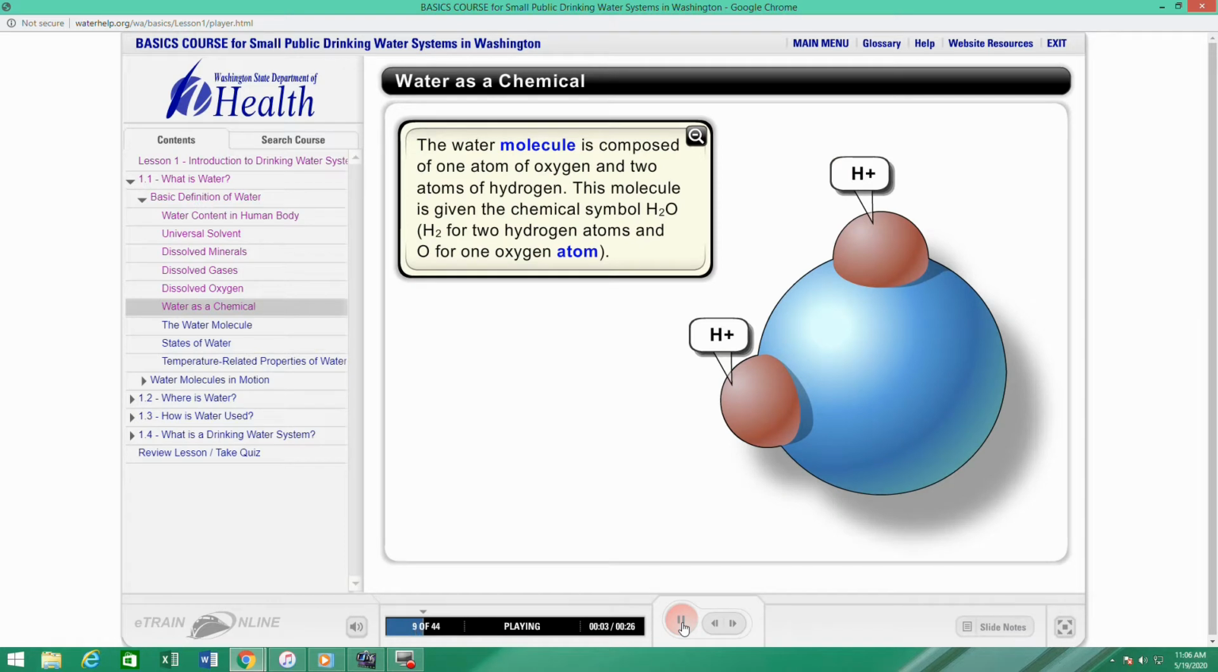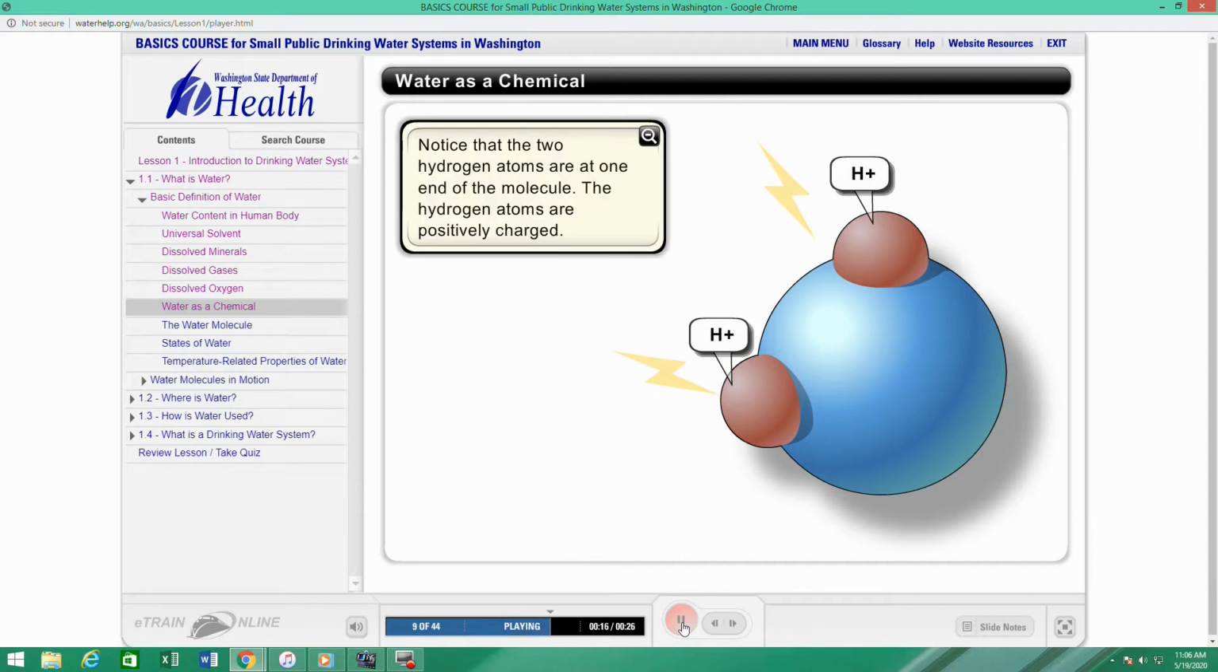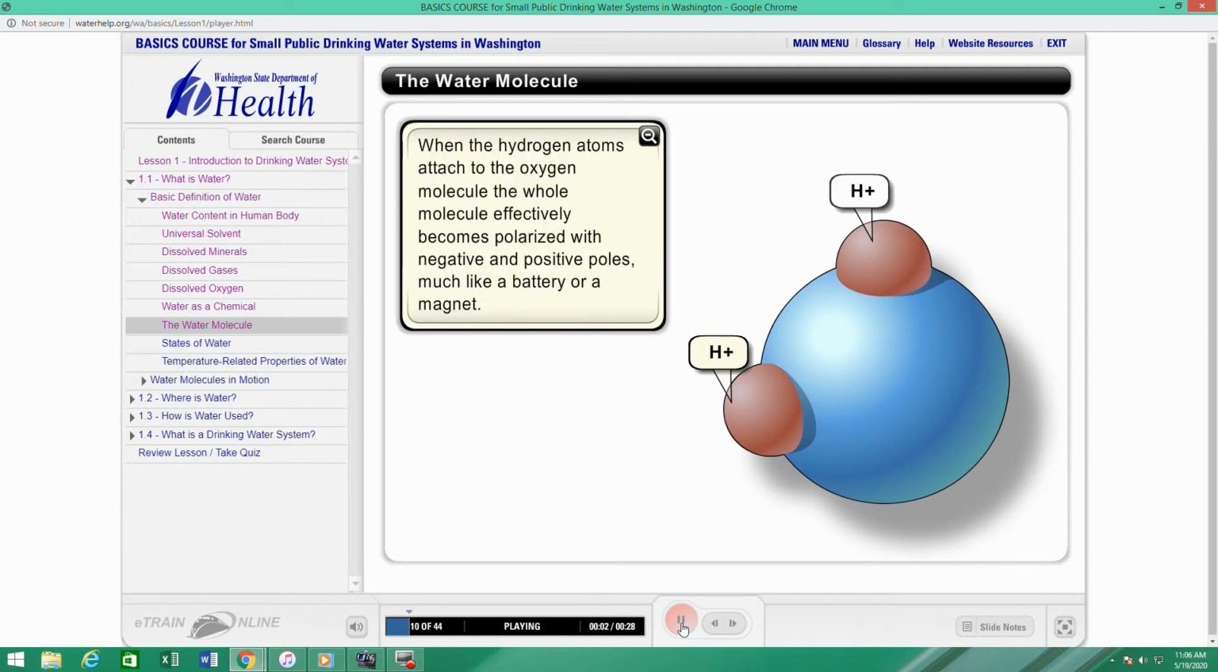The water molecule is composed of 1 atom of oxygen and 2 atoms of hydrogen. This molecule is given the chemical symbol H2O, H2 for 2 hydrogen atoms and O for 1 oxygen atom. Notice that the 2 hydrogen atoms are at one end of the molecule. The hydrogen atoms are positively charged. When the hydrogen atoms attach to the oxygen molecule, the whole molecule effectively becomes polarized with negative and positive poles, much like a battery or a magnet.